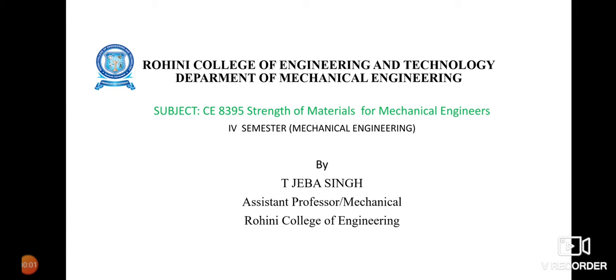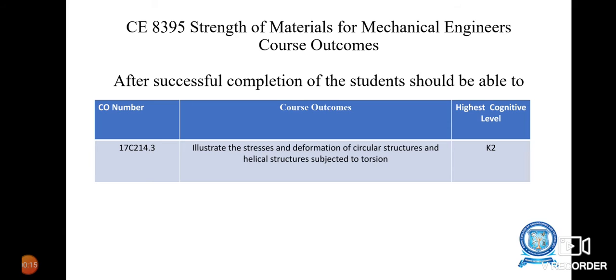Hello everyone. Now we are discussing the subject CE 8395 Strength of Materials for Mechanical Engineers. Unit 3: Torsion. The course outcome of this unit is that after successful completion, the student should be able to illustrate the stress and deformation of circular structures and helical structures subjected to torsion. The knowledge level of this unit is K2.